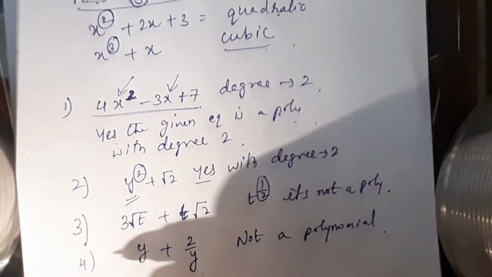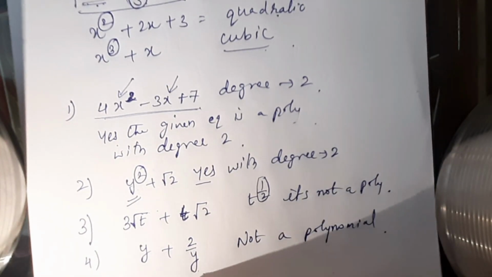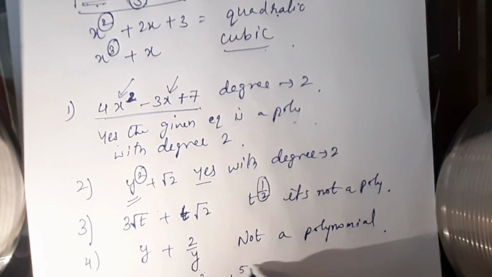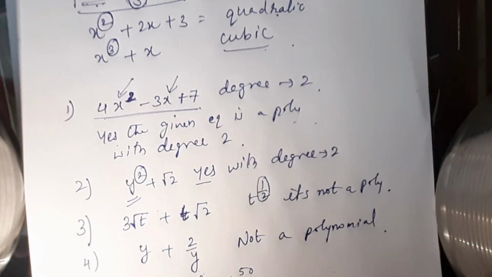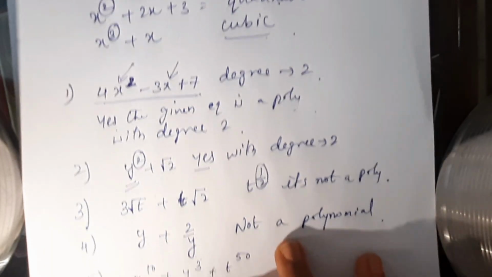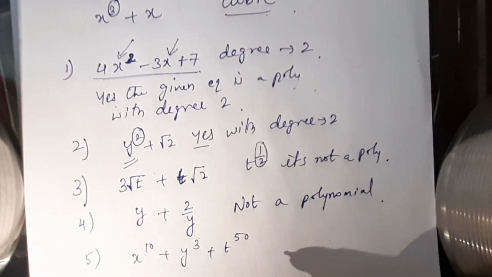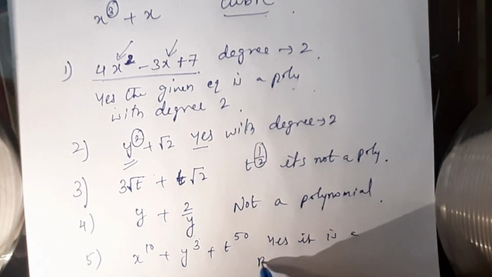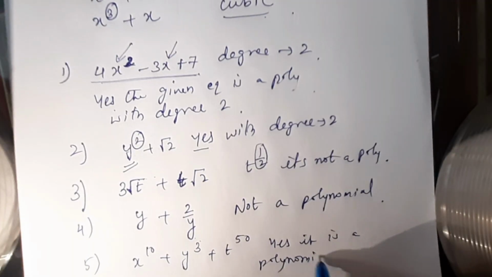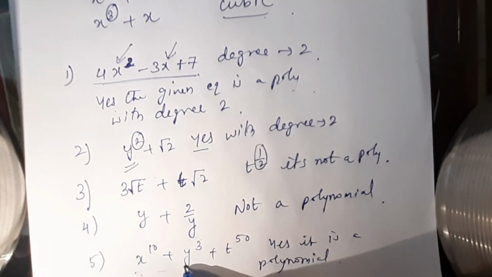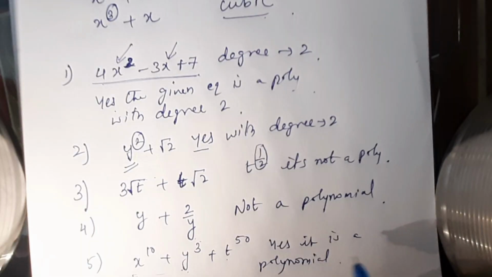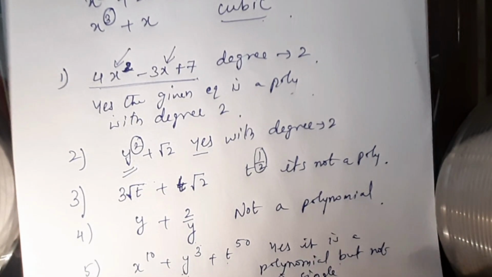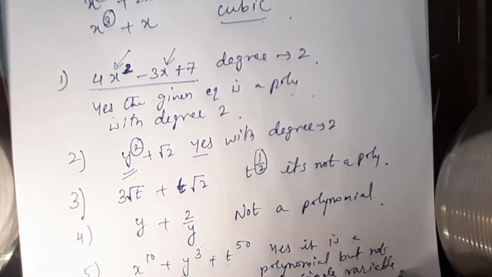One more question is there. Question number 5. It's given x raised to 10, y raised to 3 and t raised to 50. Now this is also a polynomial. But in our question it was asked whether the equations are polynomial in one variable or not. So we'll write yes, it is a polynomial, but not in a single variable. Here a total of 3 variables are there, x, y and z. As it is a polynomial, but not in a single variable. So this first question is over.